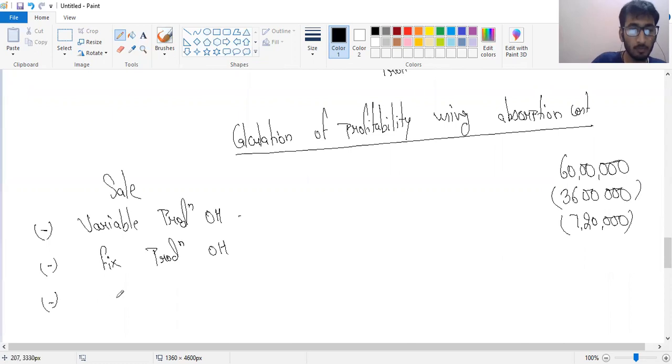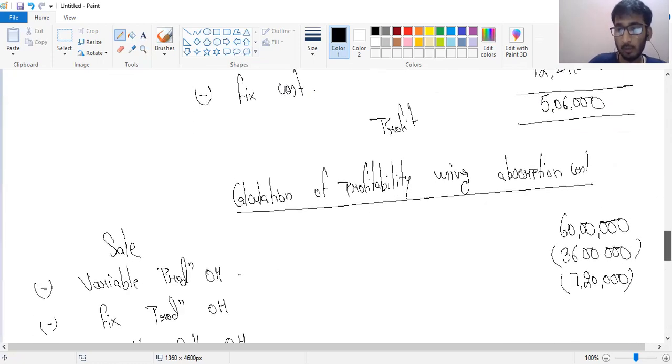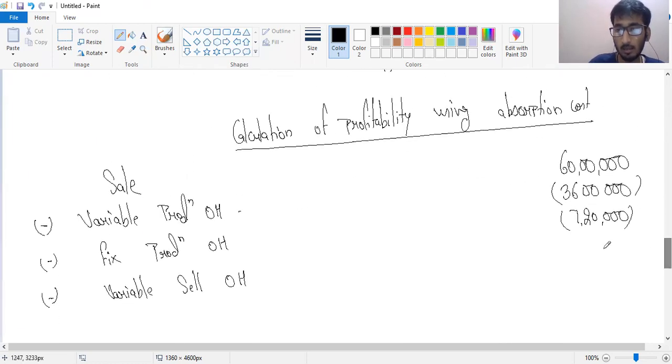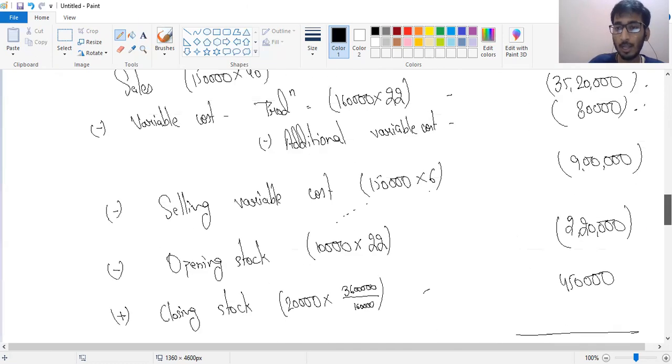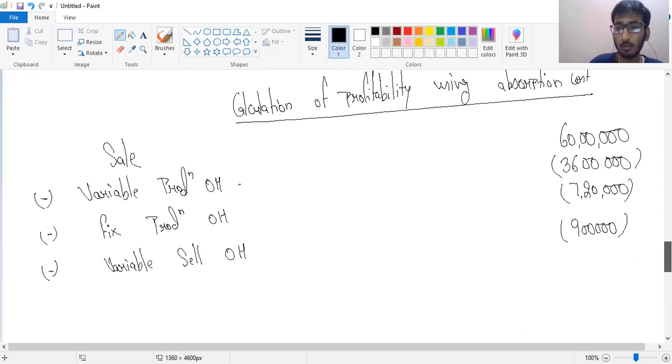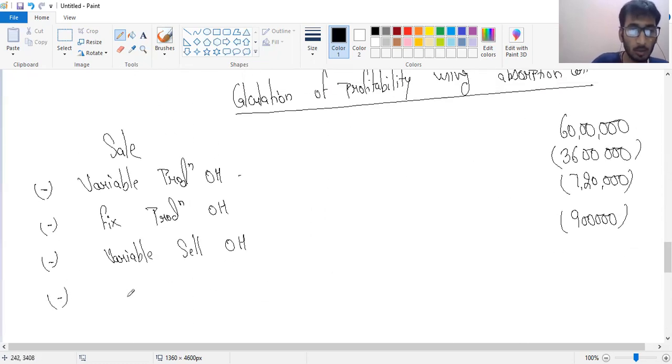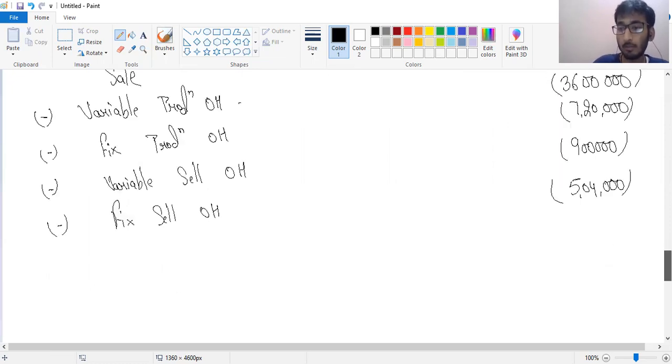Now, variable selling overhead, it was 9 lakh. It would still be 9 lakh. I mean, we have already calculated it in the last part now. So that's why I'm writing it. Okay. Now, fixed selling overhead, it would be 5 lakh 4,000. Now, very important thing.